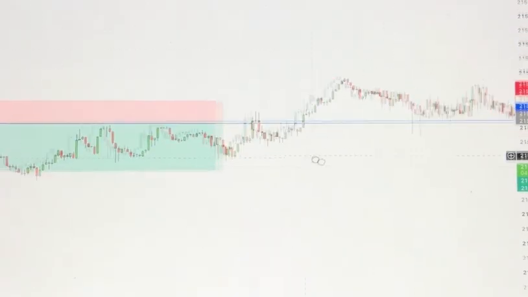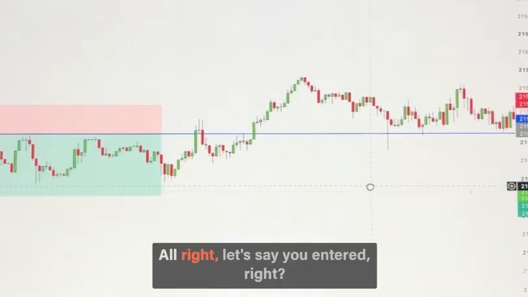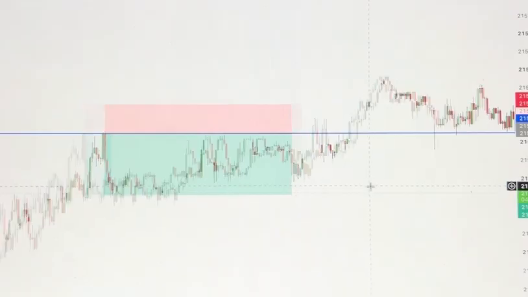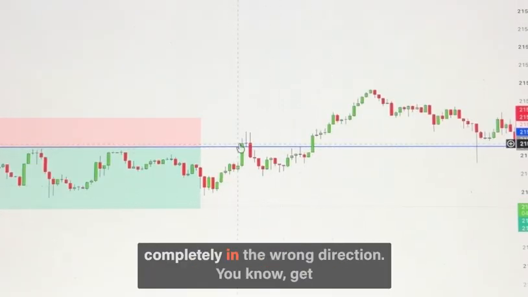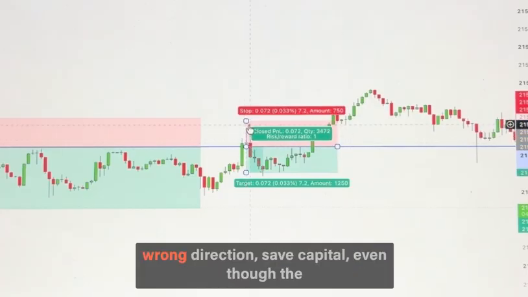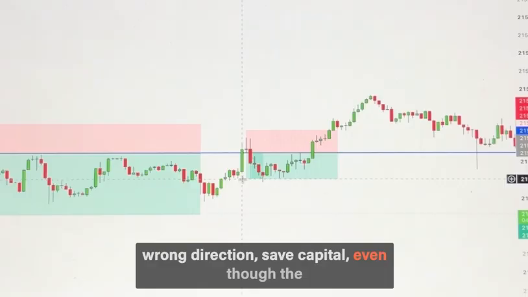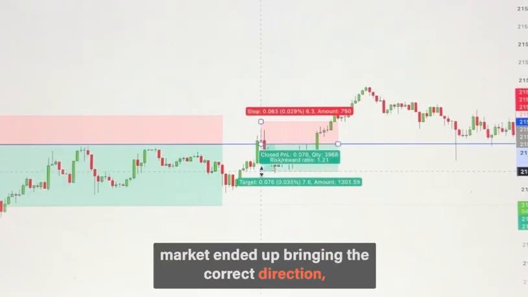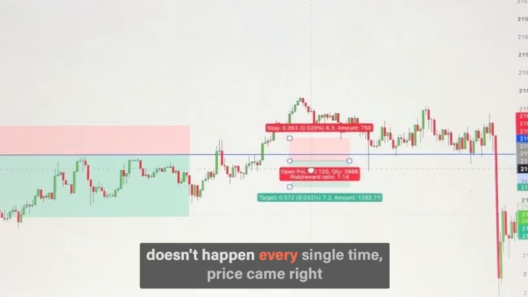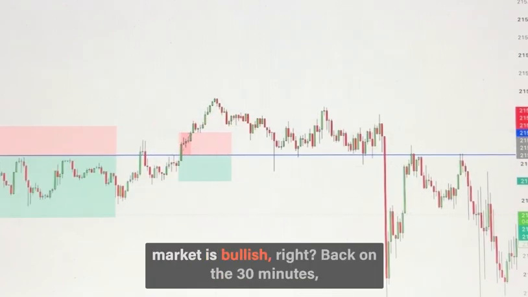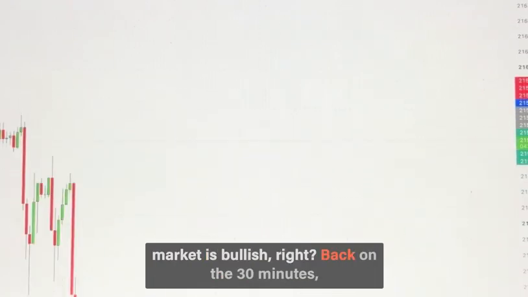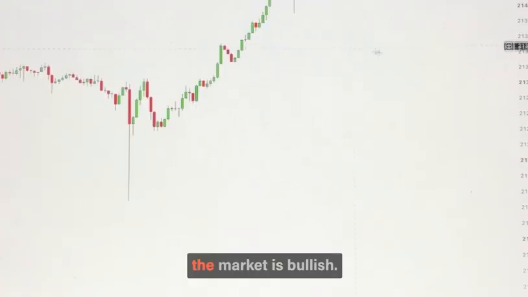Why? All right, let's say you entered, market went completely in the wrong direction. You know, get out of your trade if the market goes completely in the wrong direction. Save your capital. Even though the market ended up going in the correct direction, that doesn't happen every single time. Price came right here and it broke through. All right, so now the market's bullish, right? Back on the 30 minutes, the market is bullish.